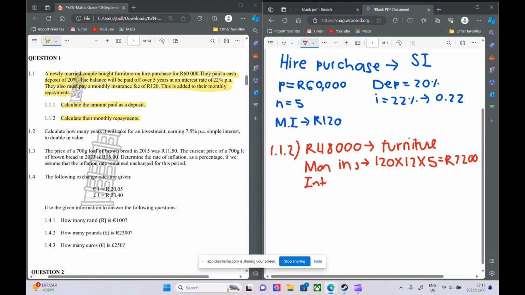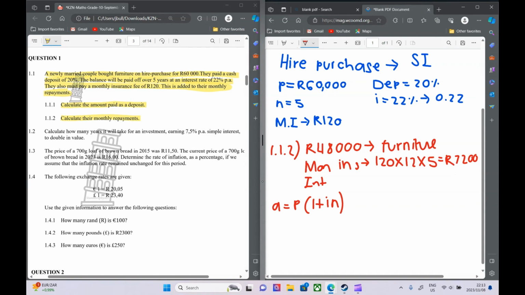And then the final thing we need is interest. We usually use this simple interest formula: A is equal to P(1 plus I times N). In this case, P is 48,000 Rand. That's what they're going to pay interest on. I, we said, was 0.22, so you go the interest divided by 100. And then N is 5. So we would work this out. You just plug that into your calculator, so you're going to do your brackets.